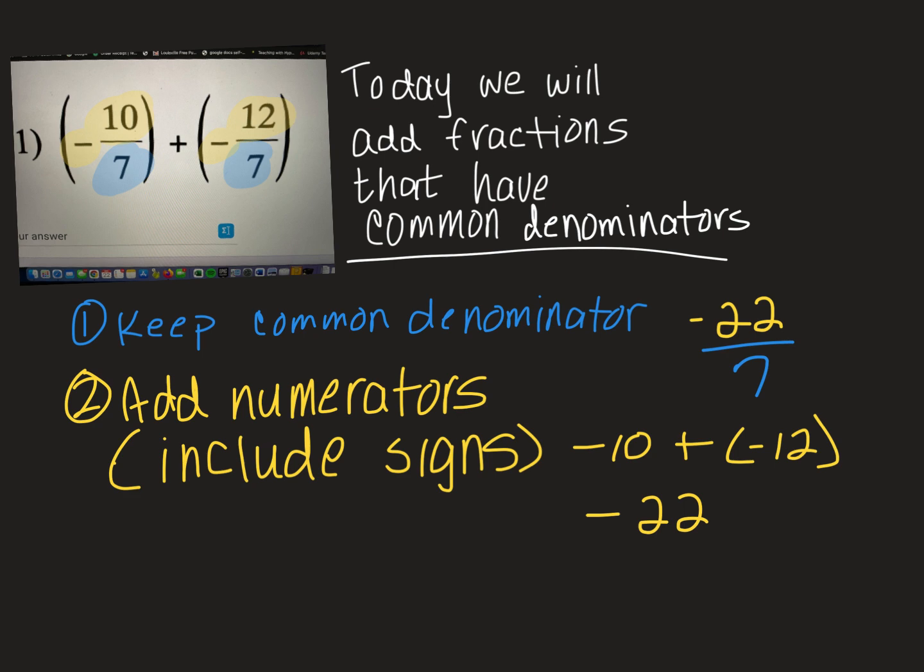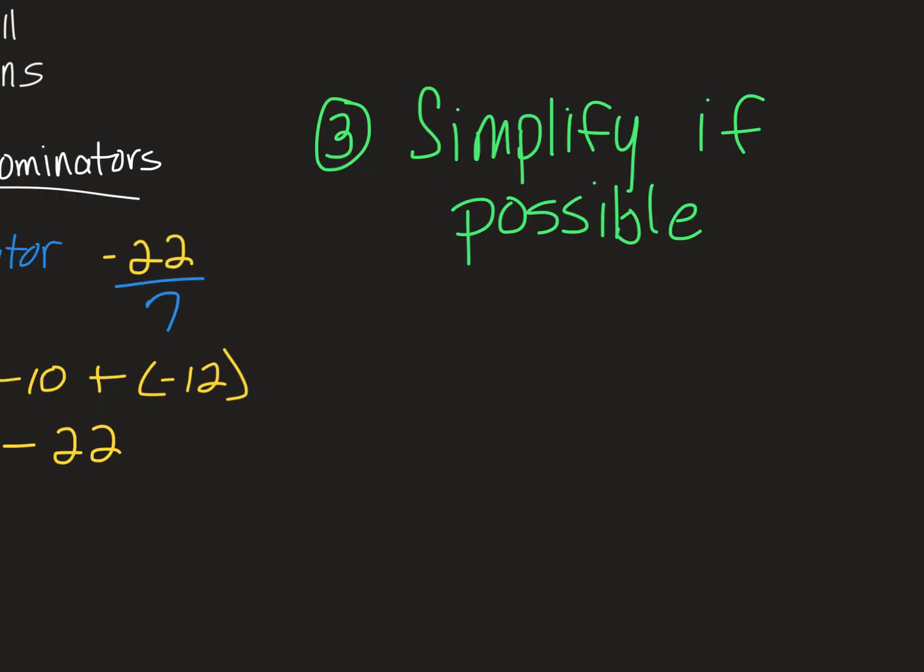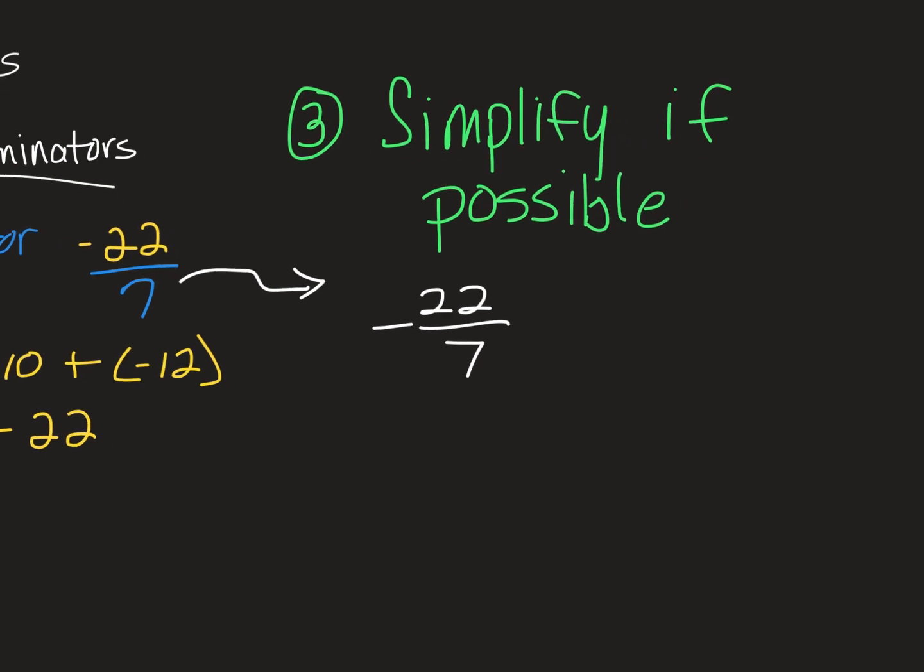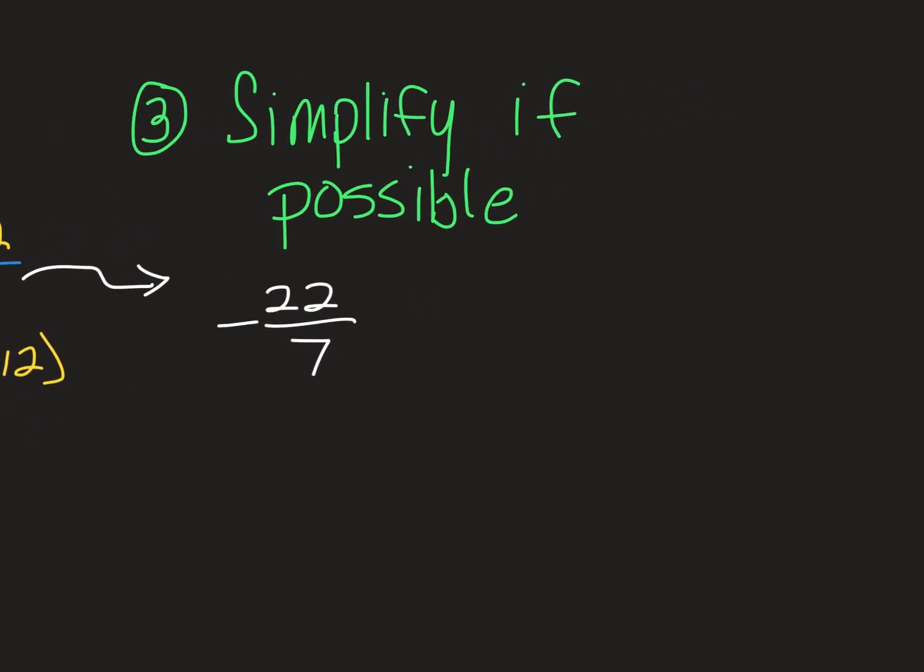-22. So step 1, you keep the common denominator. Step 2, you add those numerators together. And then finally, we're going to simplify if possible. So I'm going to drag this fraction over here from the previous step. -22/7.